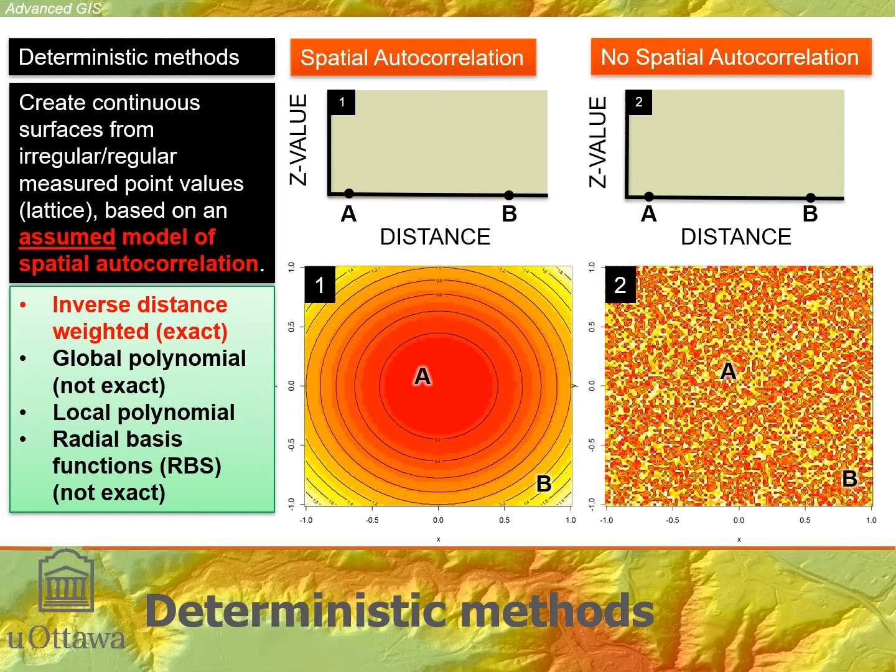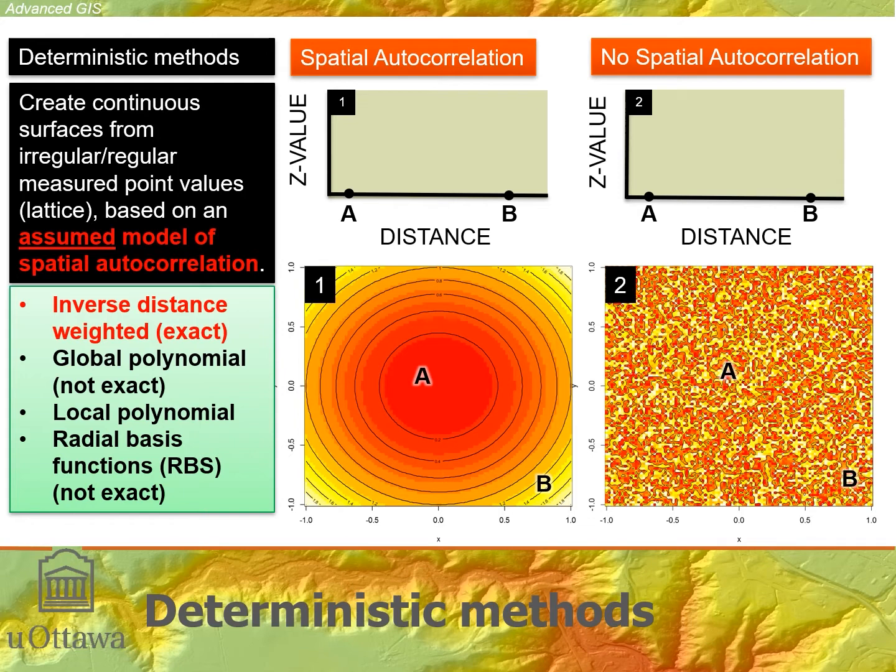So deterministic methods, what distinguishes them from optimal geostatistical methods is that they assume a model of spatial autocorrelation exists within the unmeasured locations from the measured values, basically. And these types are inverse distance weighted, global polynomial, local polynomial, or radial basis functions are common ones. The most common being, of course, the inverse distance weighted, which is what we'll look at first.